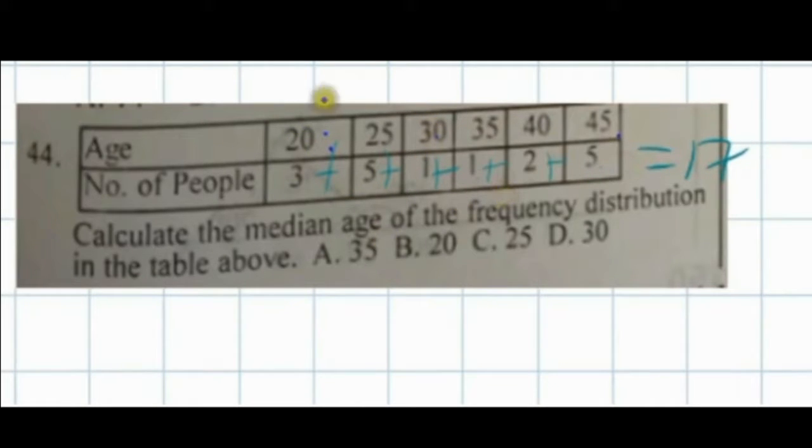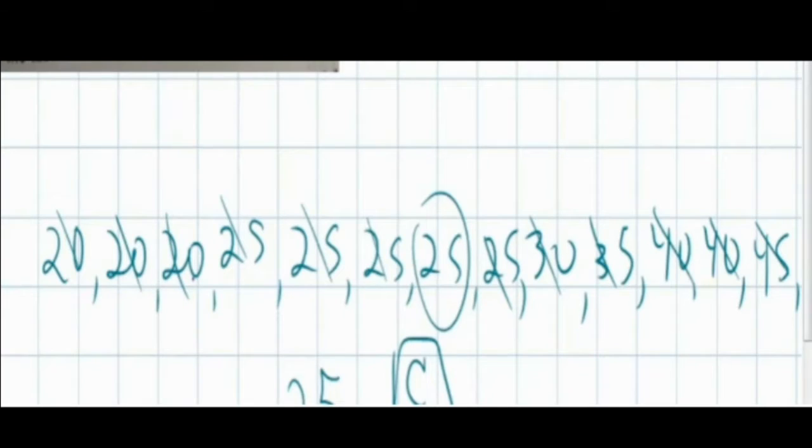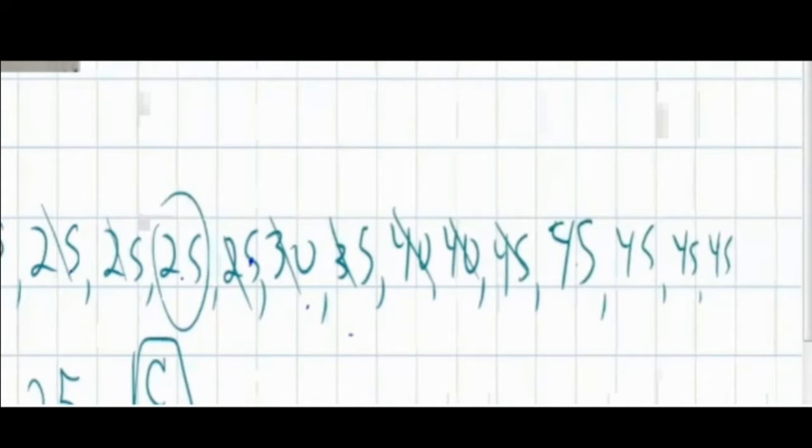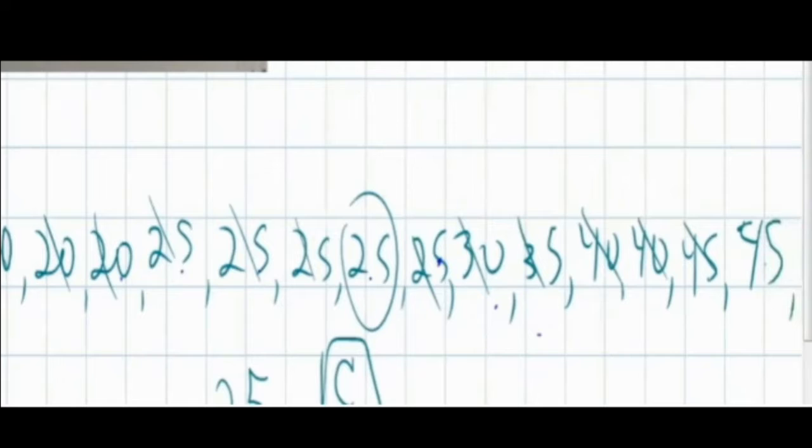So now all we have to do is list the frequencies of each one. So 20 shows up 3 times, so I wrote 20 3 times. There were 5 people that were the age of 25, so I wrote 25 5 times. 30 showed up once, 35 once, 40 twice, and 45 5 more times. So then what you have to do here is find the number that's in the middle.